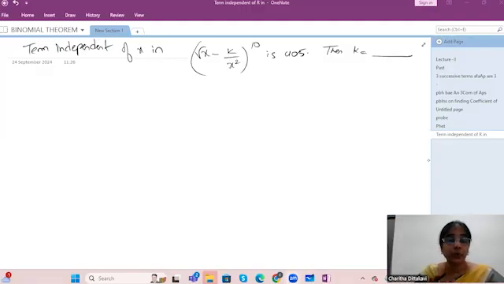Yes, coming to the next question, the term independent of x in (root x minus k by x square) whole to the power 10 is 405. So they said term independent of x. Now, in order to get any power of x, whenever you have a binomial with x power something and x power something, x to the power p and x to the power q, let us talk about what is p and what is q. Do you remember the formula?